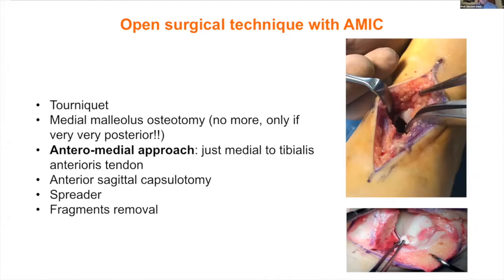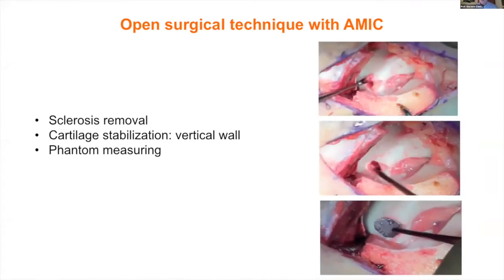I use a tourniquet. At the very beginning, more than 10 years ago, I used to have a medial malleolus osteotomy, no more, but only if the defect is very, very posterior. I use generally an anteromedial approach, just medial to the tibialis anterior tendon, with an anterior sagittal capsulotomy. I use a spreader to open the ankle and for the fragments removal. And then what we have to do is the removal of the sclerosis, the cartilage stabilization, because we need a vertical wall just to adapt the membrane to the defect. And I use a phantom measuring just to have the correct measure of the definitive membrane.